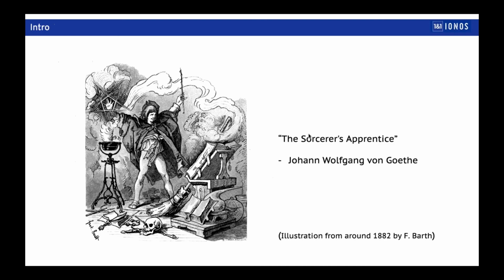So to begin with, I'd like to make an analogy to a poem by Johann Wolfgang Goethe called The Sorcerer's Apprentice, which is actually one of Goethe's most popular texts. The magician's apprentice had wanted to ease his own life by calling brooms to life to help with daily chores. But shortly after using this powerful magic, the apprentice needs to realize that living brooms are not that easy to handle after all.